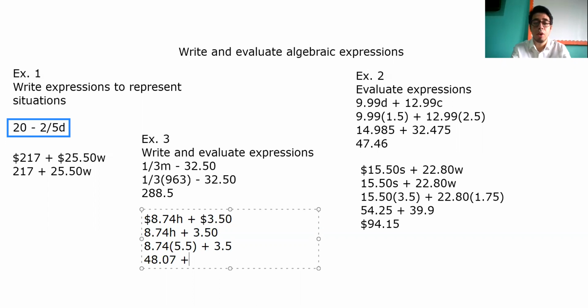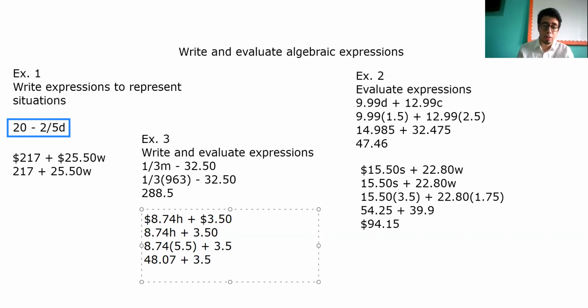48.07 plus 3.5 again. So at the end, when we add, we obtain 51.57, and we are going to write the dollars so you can see the units. She obtained $51.57 for 1 day of work, if she worked 5.5 hours.